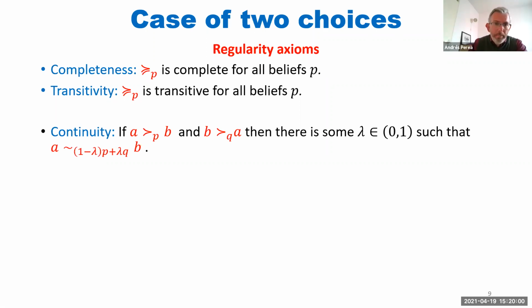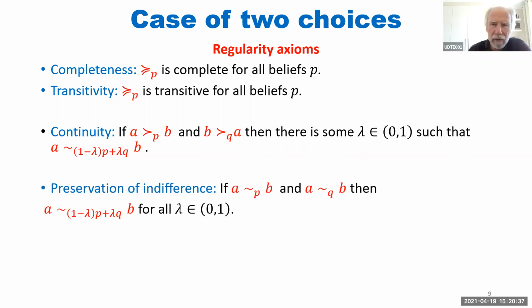It says the following: suppose that at a belief P, you strictly prefer act A to B, and at another belief Q, you strictly prefer B to A. Then continuity says that if you move from the belief P to the belief Q on a line, there should be a belief on that line where you become indifferent between A and B. So somewhere between P and Q, there should be a belief where you become indifferent.